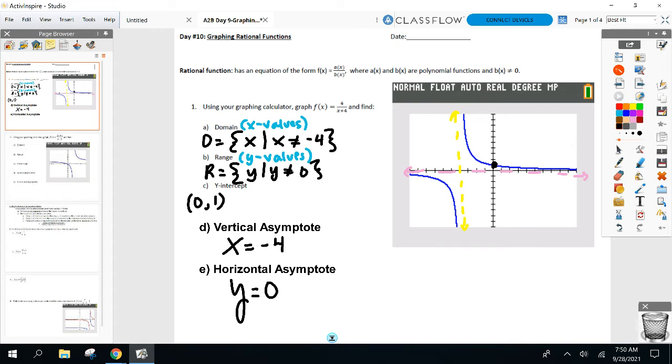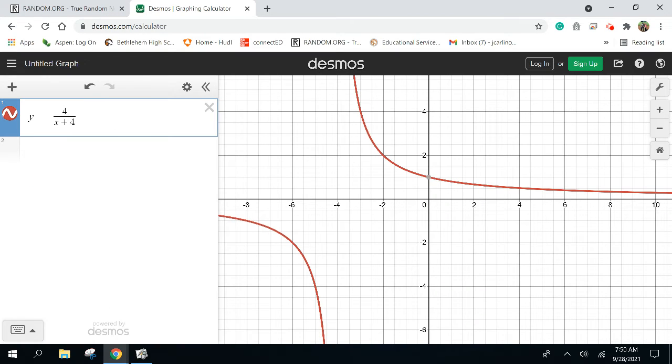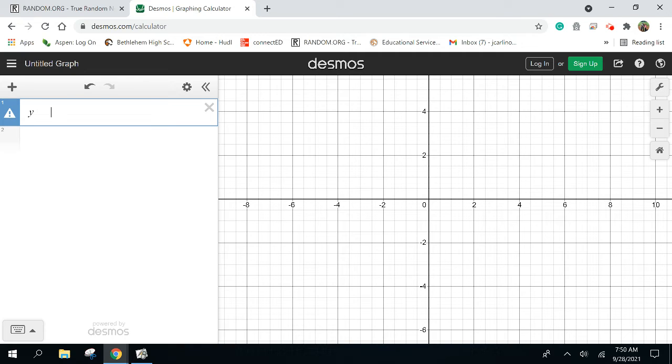Everyone good? Okay, let's do one more. Go back to your Desmos screen right now. You can backspace. This next one, you just have to be careful because there's more than a 4 in the numerator. It's 2x plus 1, so you have to put it in parentheses. So ready? 2x plus 1, put it in parentheses, divided by x minus 3.